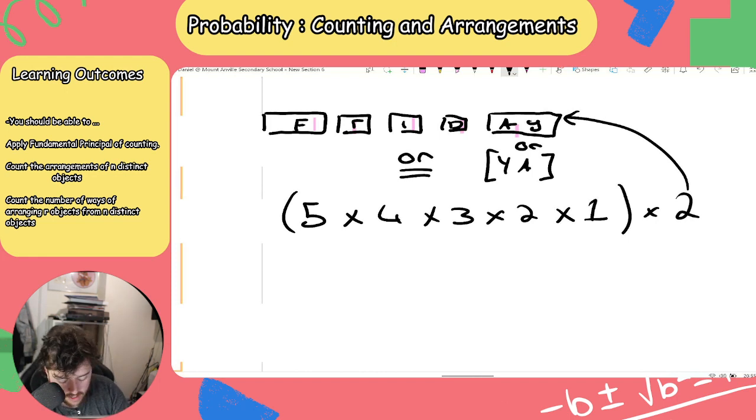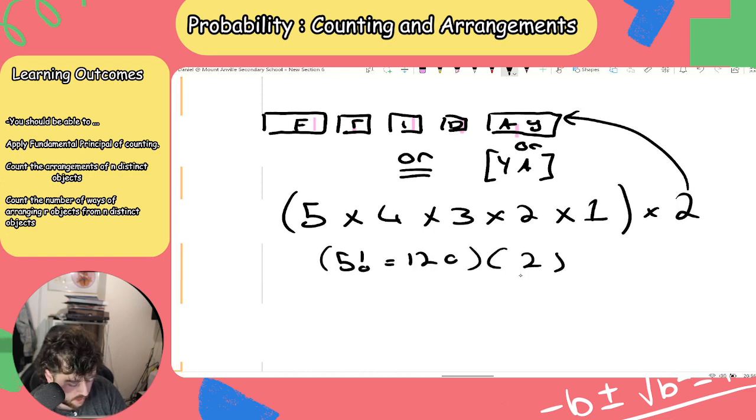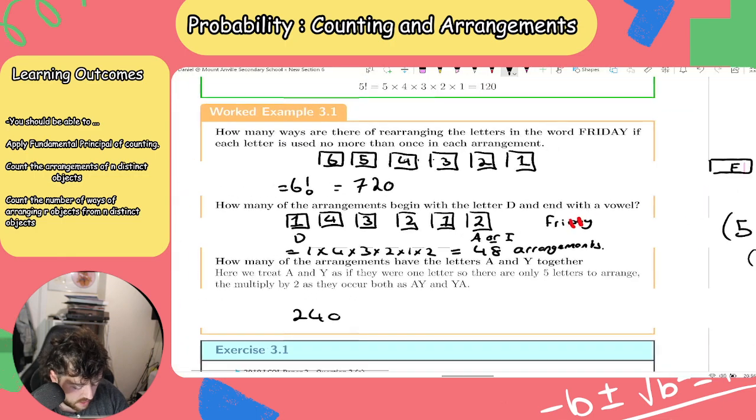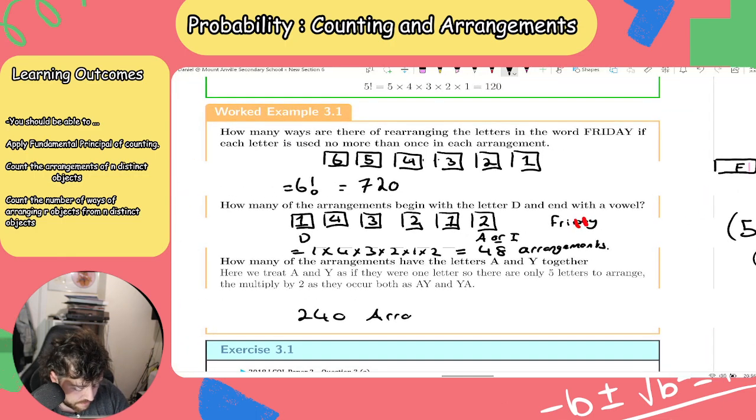So I'm going to multiply all that in. 5 factorial is 120, and then times 2 is going to be 240 arrangements.